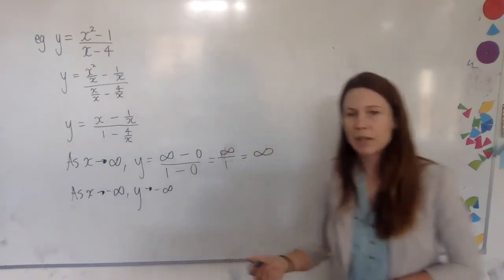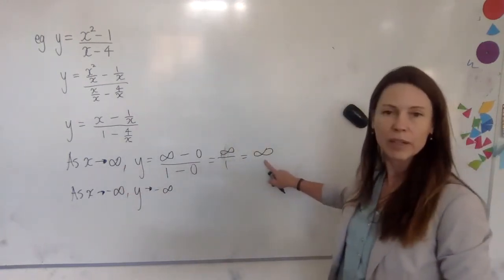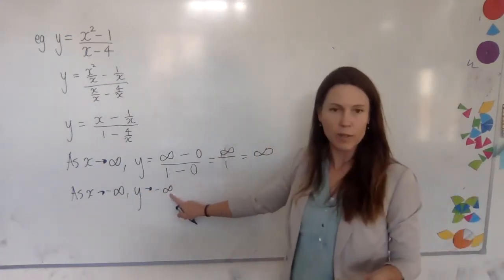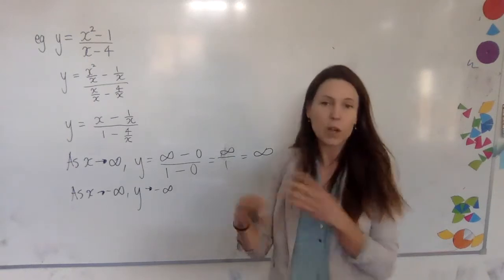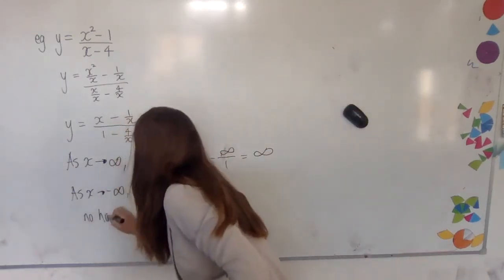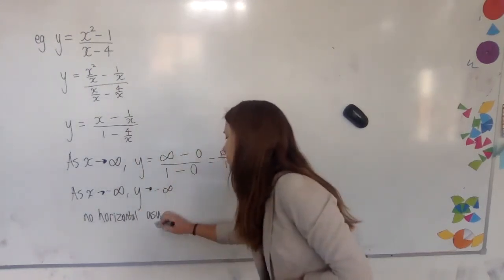Now what does all this mean? Well, if x can get as big as it likes, and y will keep on getting as big as it likes, and x can get as small as it likes, and y can also be as small as it likes, then there is no horizontal asymptote in this one. So that means that x can take any value that it likes.